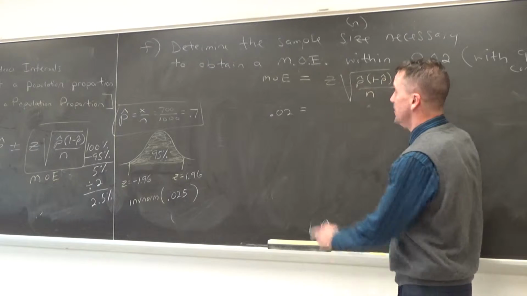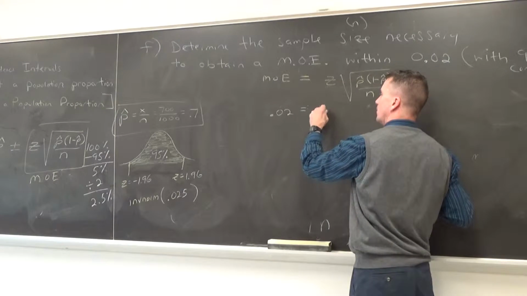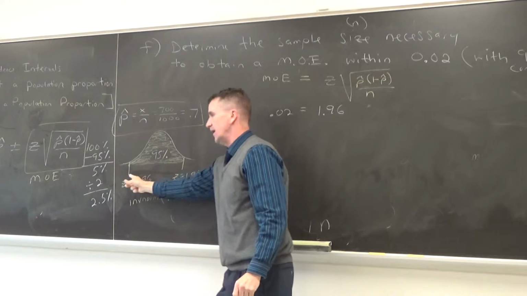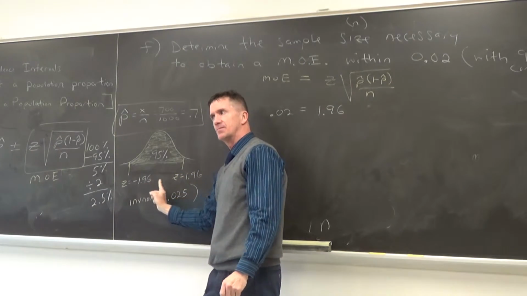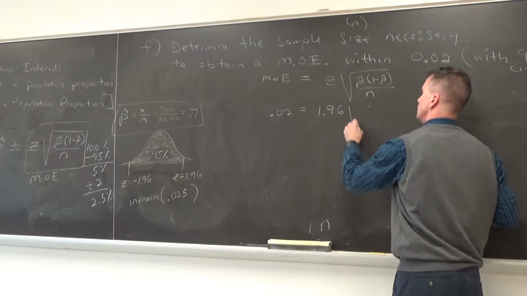With a 2% margin of error, so I'm going to use 0.02. Still use your 1.96, because it's 95%. See right there, 99%. That's the z-score. I'll put a square root.